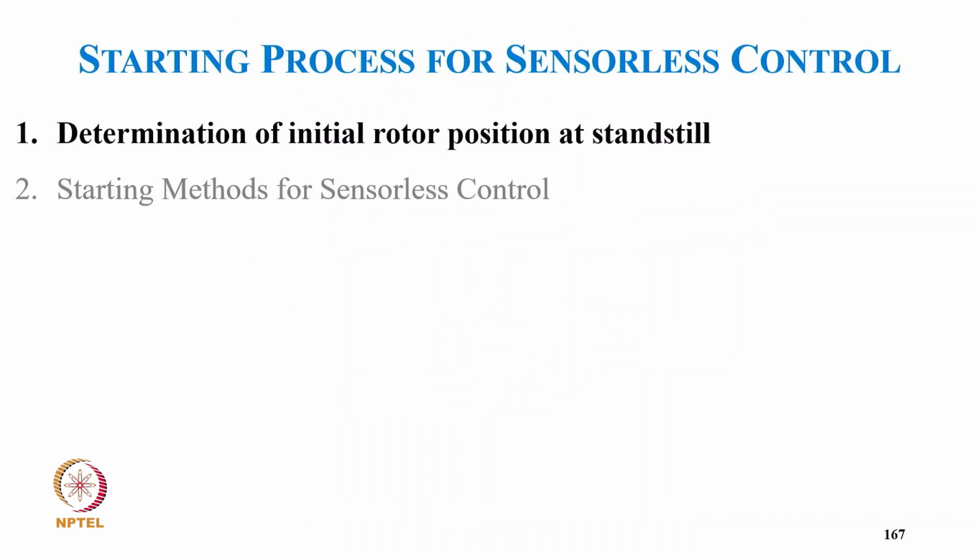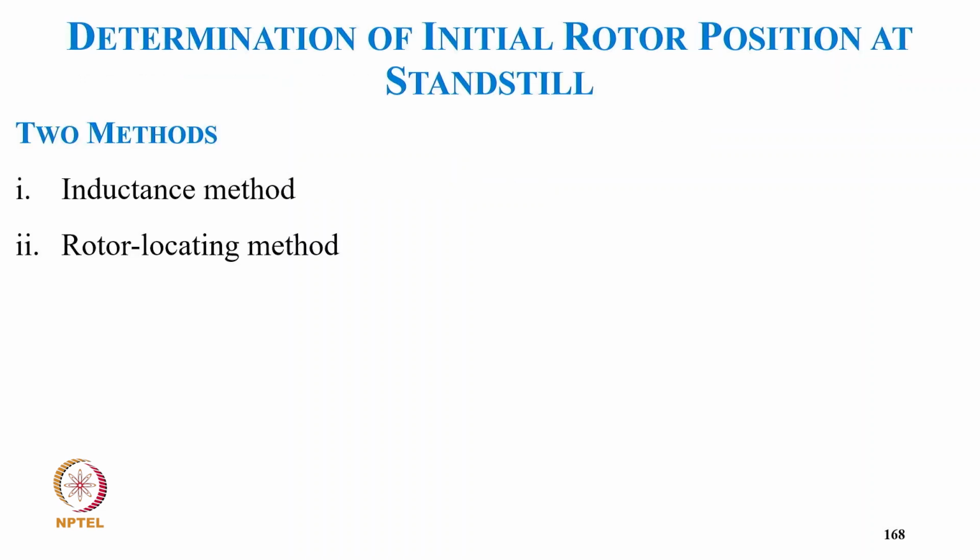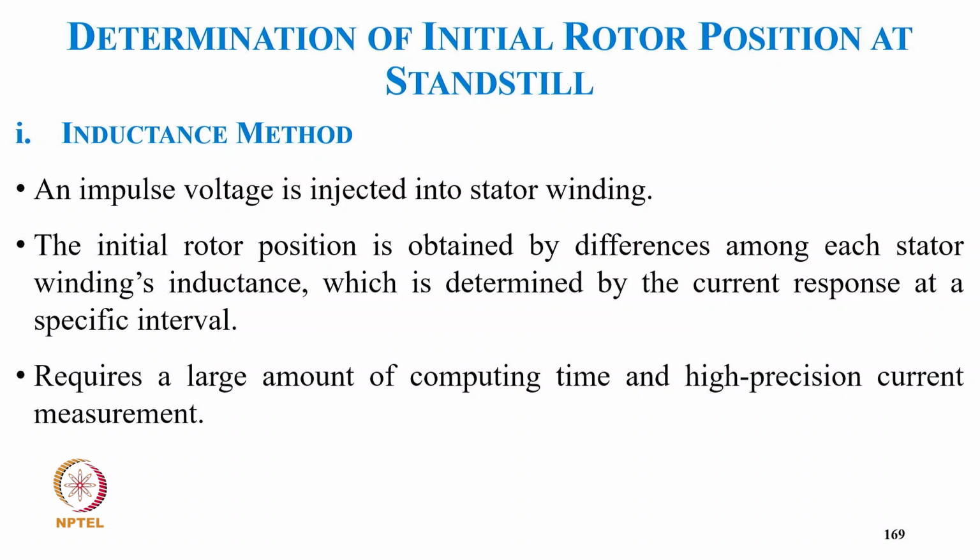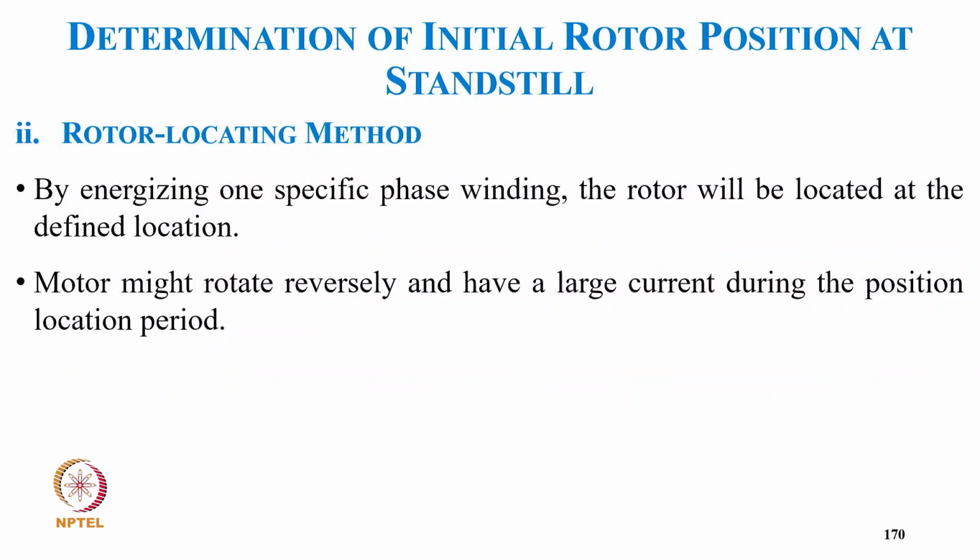So now coming to the determination of the initial rotor position at standstill and the starting method for sensorless control. First are two methods: the inductance method and the rotor locating method. First is the inductance method. Impulsive voltage is injected into the stator winding, and the initial rotor position is obtained from the differences among each stator winding inductance, which is found by the current response at a specific interval, and this requires a large amount of computing time and high precision current measurement. And the rotor locating method is by energizing one specific phase winding so the rotor will be located at the defined location, and the motor might rotate reversely and have a large current during the position location period.